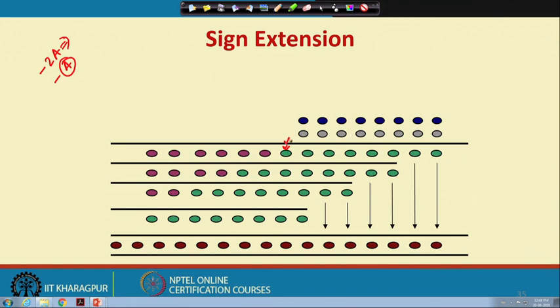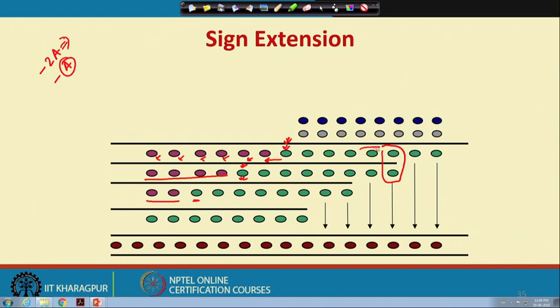That means whatever the bit position is, that will be copied multiple times for this particular position. For the next set, whatever is the bit position over here, or the MSB of this, that will be copied to these 2 bit positions. Okay. And then you do the Wallace tree multiplication.